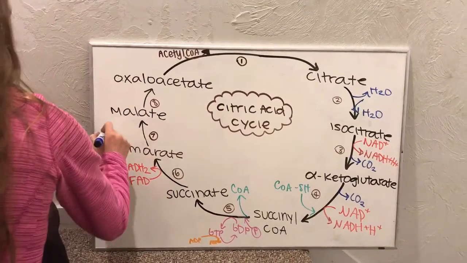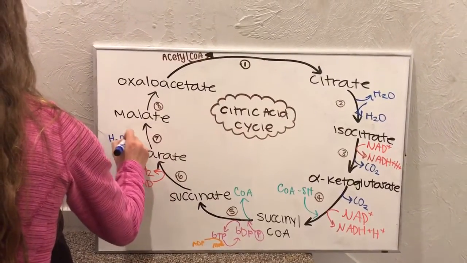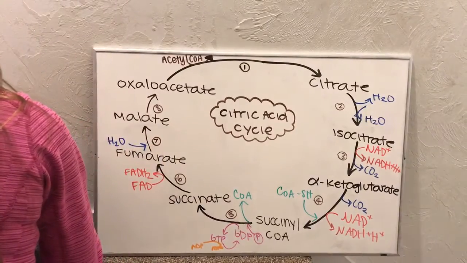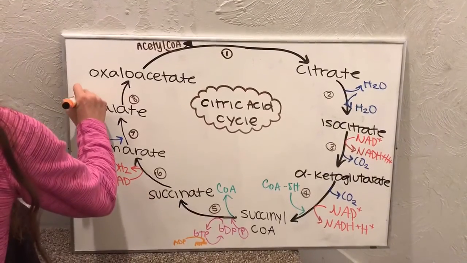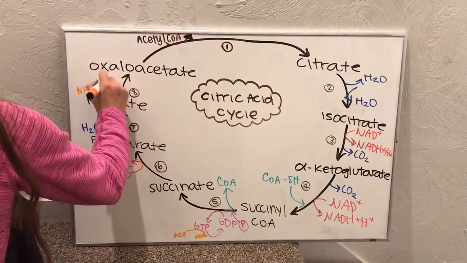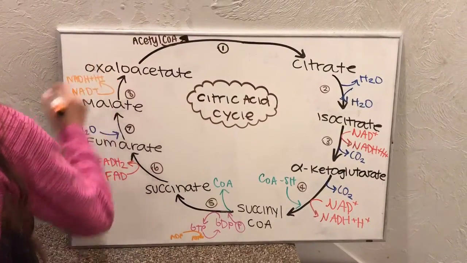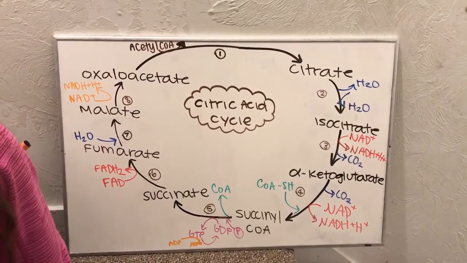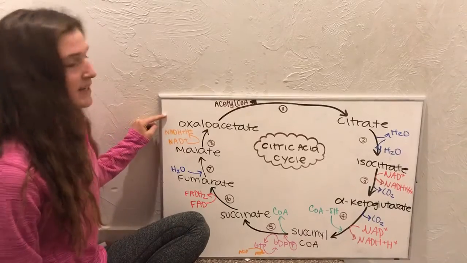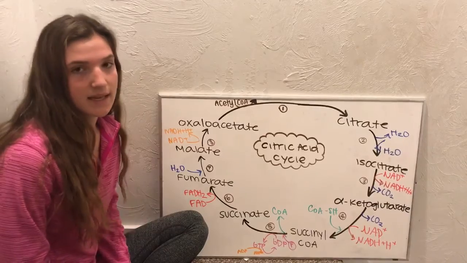In this 7th step, the addition of a water molecule rearranges the bonds of the substrate. The substrate is then oxidized, reducing NAD+ into NADH and regenerating oxaloacetate. After the oxaloacetate is regenerated, then the cycle can begin again.